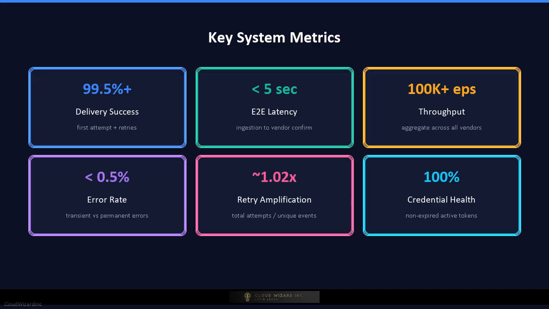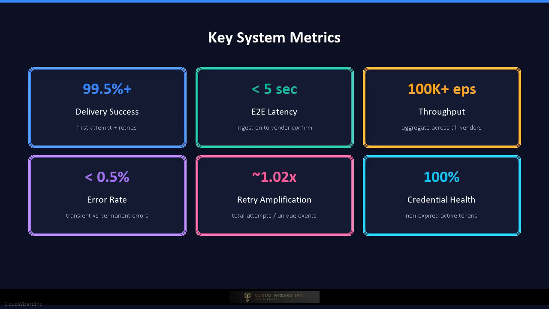End-to-end latency, the time from event ingestion to confirmed vendor delivery, targeting under 5 seconds for real-time. Throughput, measured in events per second per vendor and aggregate across all vendors. Error rate by error type, distinguishing between transient errors like rate limits and timeouts versus permanent errors like invalid payloads. Retry amplification factor, the ratio of total delivery attempts to unique events, which should stay close to 1.